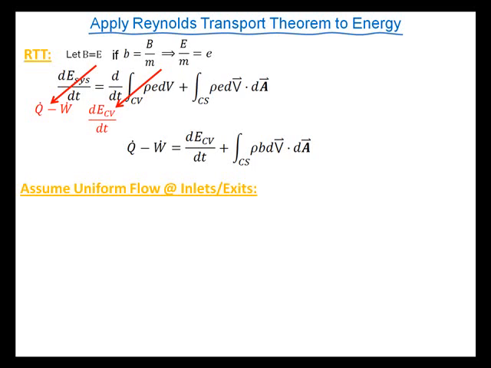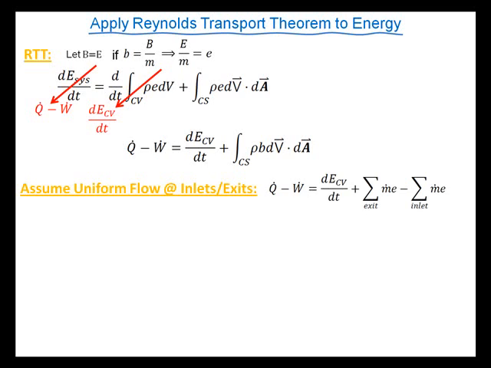And so on the right-hand side, I've replaced that integral with the summation of the mass flow rates times the specific total energy at each of the exits, and there could be multiple exits, that's why we have a summation, minus the mass flow rate times the specific total energy for each one of the inlets.